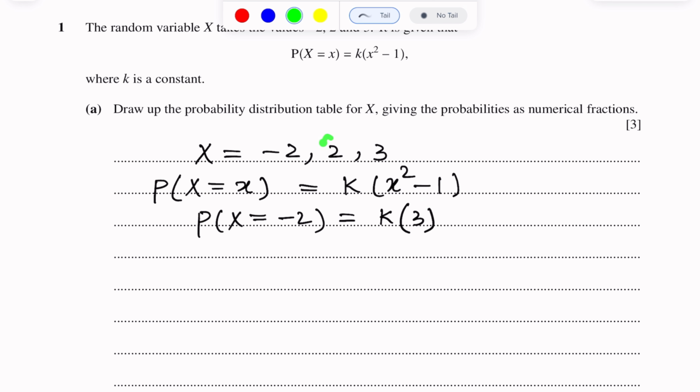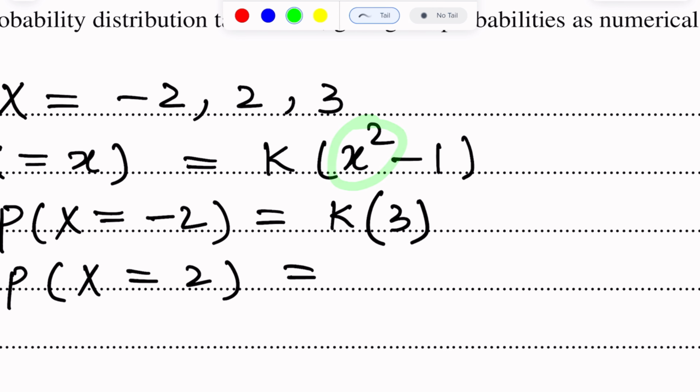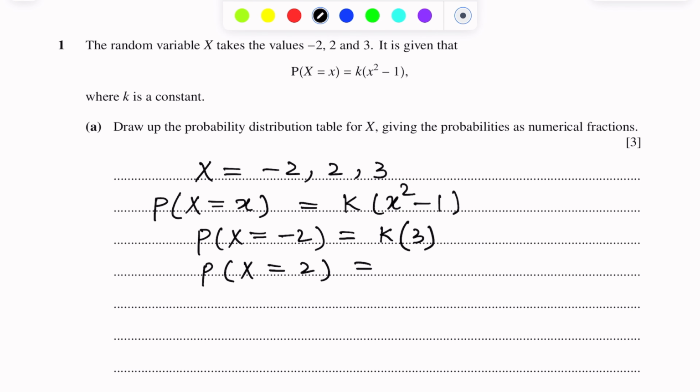Now we will put this value x is equal to 2. We get probability of x is equal to 2, again we are putting here the value of x, 2 square 4 minus 1, again 3k. Now putting the value of x is equal to 3 in the probability, we get probability of x is equal to 3, that is 8k.